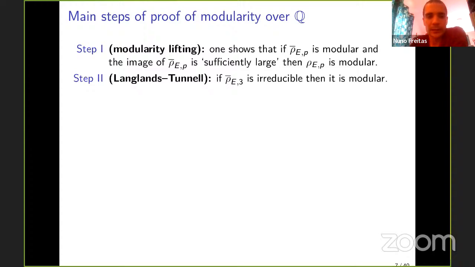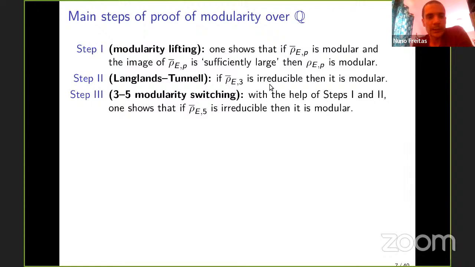So the second step is a consequence of a theorem of Langlands–Tunnell. And basically it says that the mod 3 representation is modular when it's irreducible. So basically for p equals 3, this Langlands–Tunnell theorem is allowing us to satisfy one of the hypotheses of a modularity lifting theorem. We already know that residual modularity holds if the representation is irreducible.